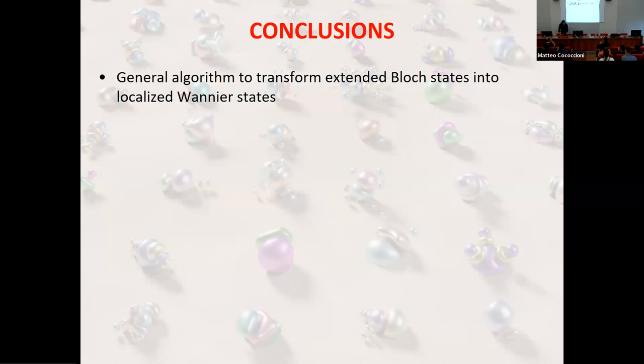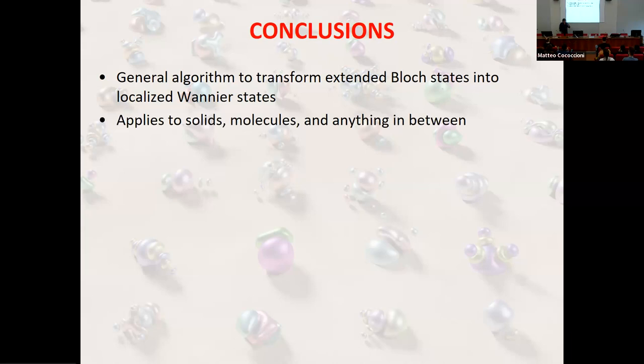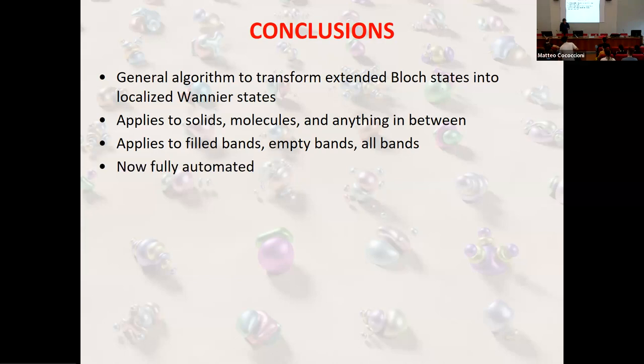I'll summarize what were the original developments and where we stand on this set of algorithms to transform extended Bloch states into localized Wannier states. The challenge was to do this in solids, but actually the math would equally work for molecules or anything in between. And you'll see we'll operate in the language of solids, with filled bands, antibands, all the bands that we calculate or target manifold. And in particular, finally, this year, after I would say 27 years, we have a set of algorithms that can make all of this fully automated.